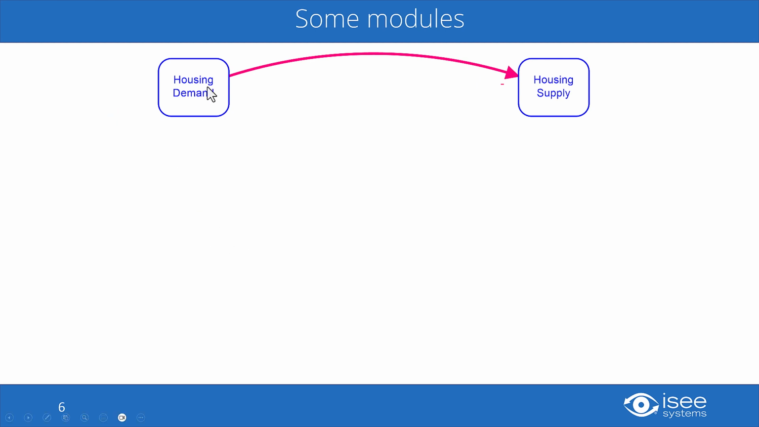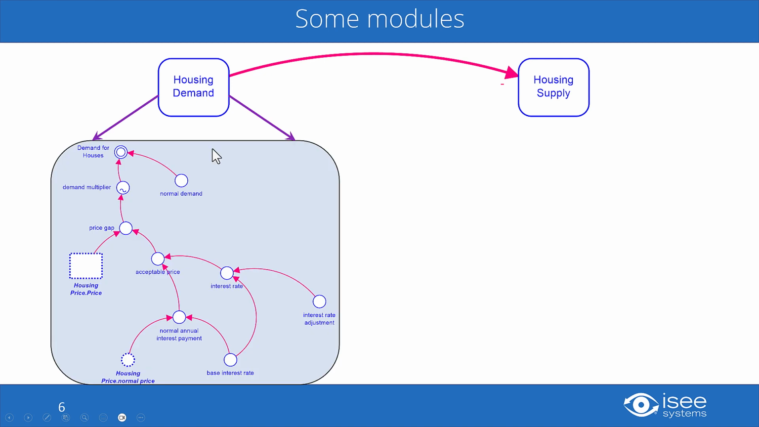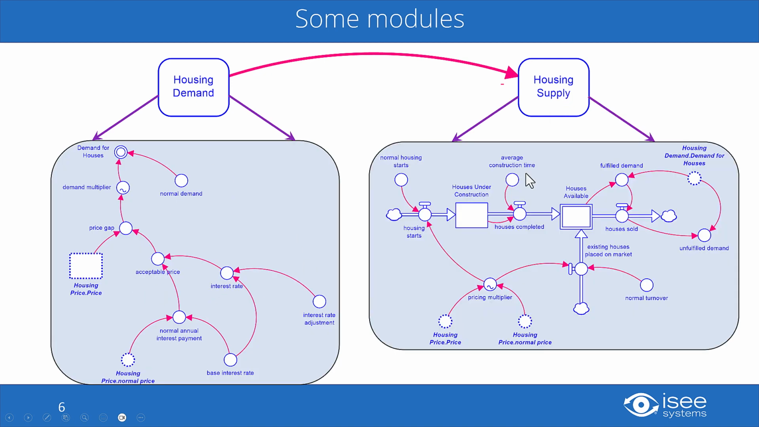So here's an example. Very simple example based on what we're going to be going over actually pretty soon. We have housing demand in one module and we have housing supply in another. As housing demand goes up, supply goes down. Inside this module, this is not how it appears in the software, we have to open this module, but inside this module we have a bunch of structure. Inside this module, we also have a bunch of structure.